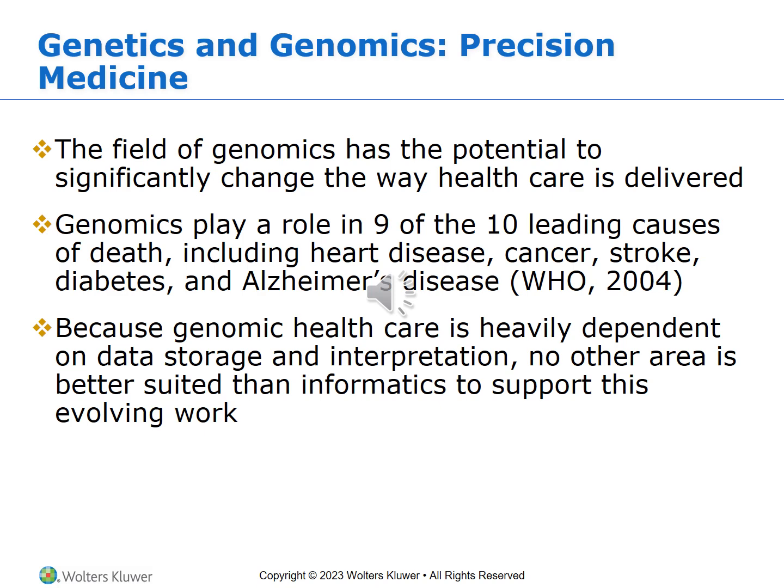Genetics and genomics precision medicine begins on page 566 and extends into page 567. So the field of genomics has the potential to significantly change the way healthcare is delivered. Genomics plays a role in 9 out of 10 leading causes of death, including heart disease, stroke, diabetes, and Alzheimer's. Because genomic healthcare is heavily dependent upon data storage and interpretation, no other area is better suited than informatics to help support this evolving work.